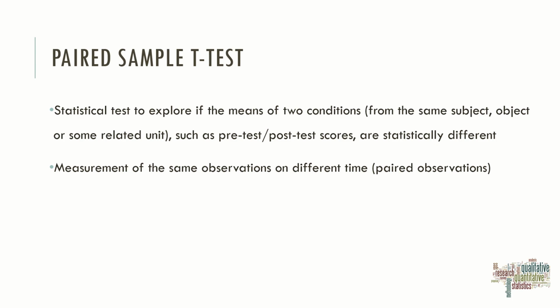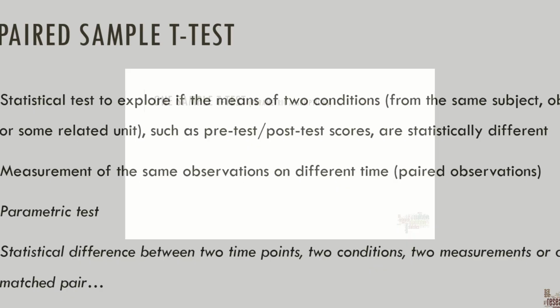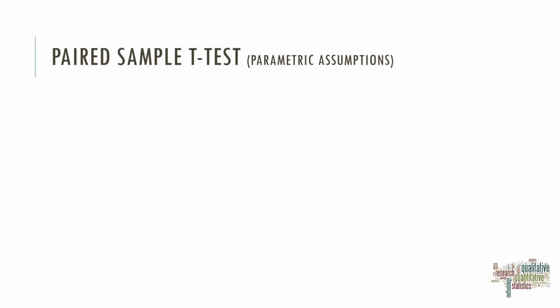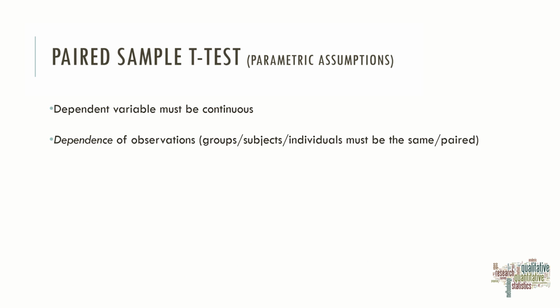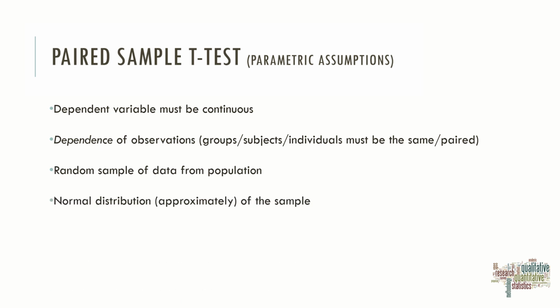A paired sample t-test is a parametric test and explores the statistical difference between two time points, two conditions, two measurements or a matched pair. Now let's look at the parametric assumptions that we must have in mind when we want to perform a paired sample t-test. The dependent variable must be continuous. There must be dependence of observations, the same group, same subject, same individual, okay? We must have a random sample of data from the population. We expect that our data has a normal distribution. We expect also homogeneity of variances, and we expect to have no outliers.